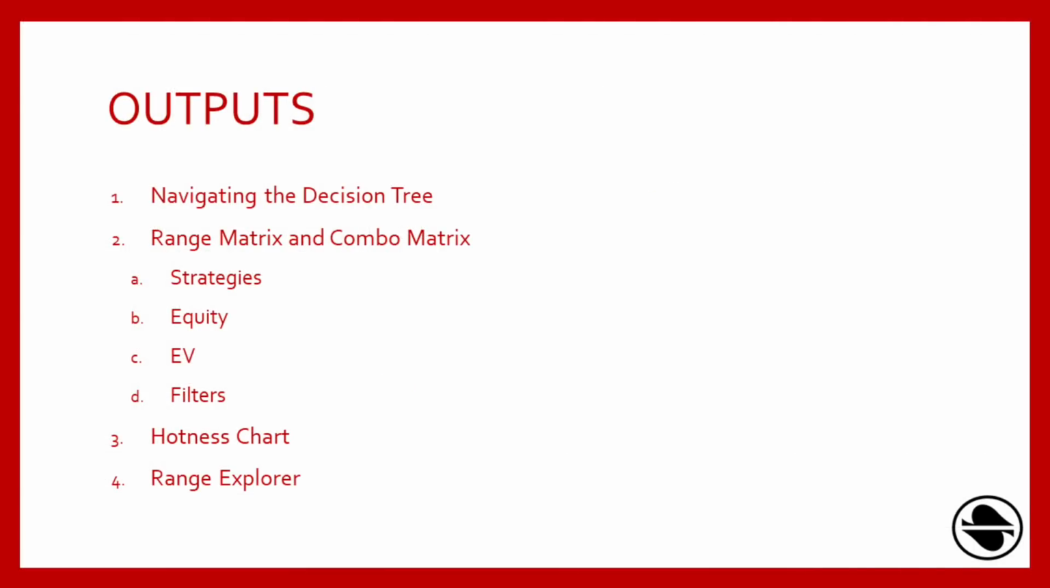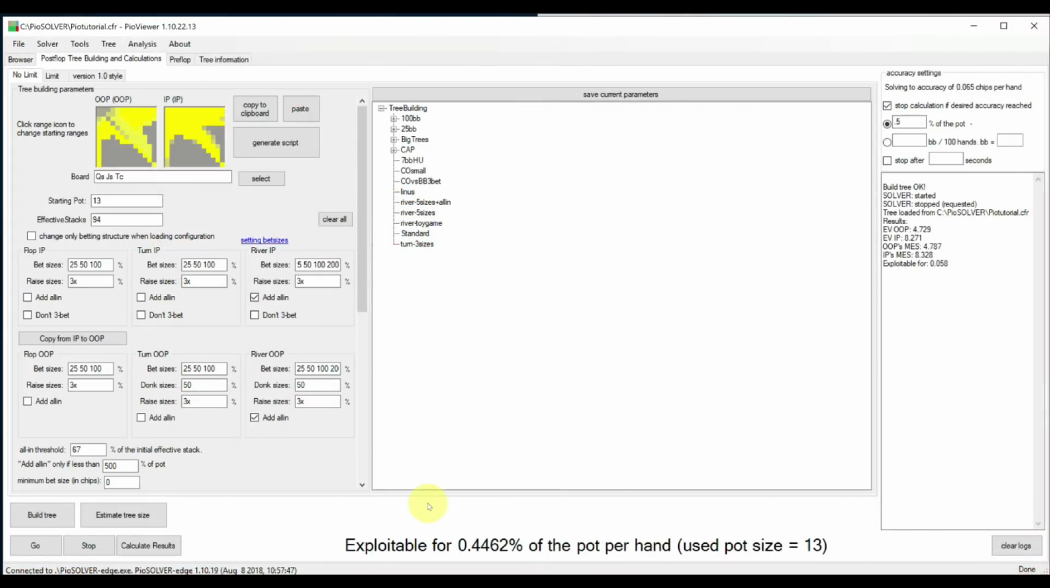In part 3, we are going to discuss the outputs Pio produces after solving the game based upon our inputs. The 4 main topics will be navigating the decision tree, the range and combo matrices, the Hotness Chart, and the Range Explorer. So we can view the solver's outputs by clicking back on this browser tab.